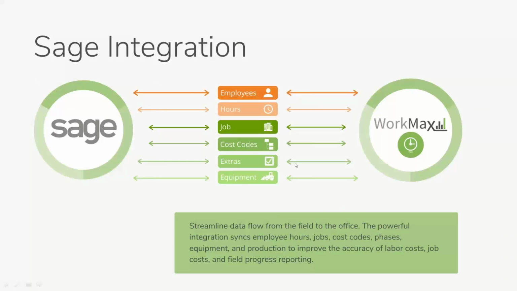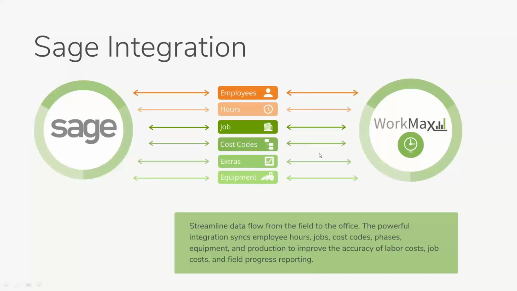With the Sage integration, we have many touch points where our system will, again, connect to Sage, pull in those employee lists, feed those hours that are collected in WorkMax back over, pull those jobs and projects or extras like we have here, cost codes, and then equipment. So this data is flowing.